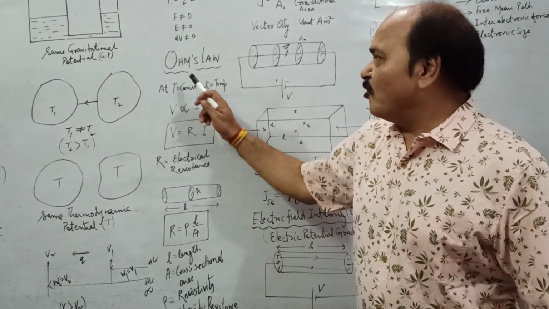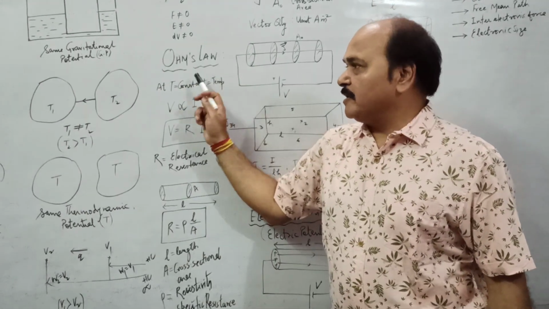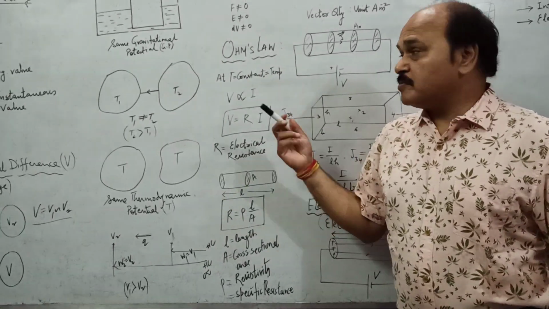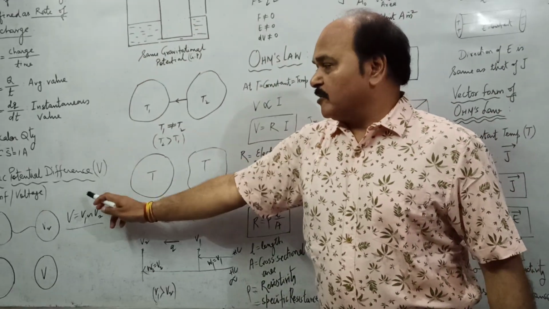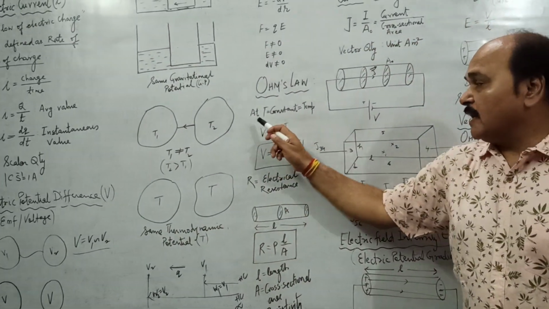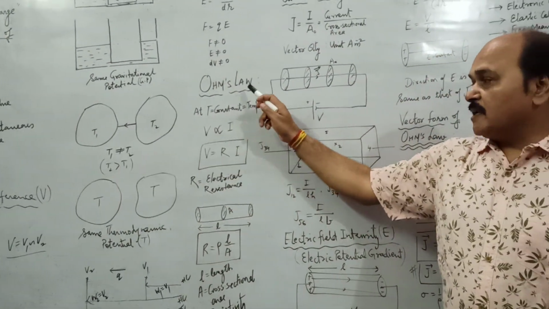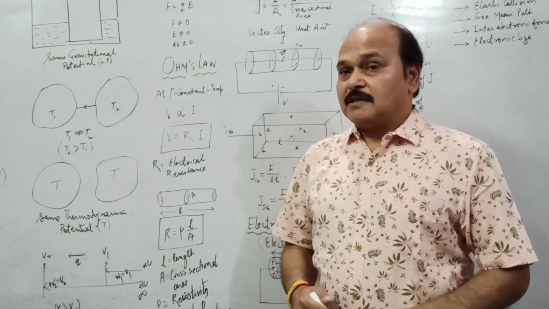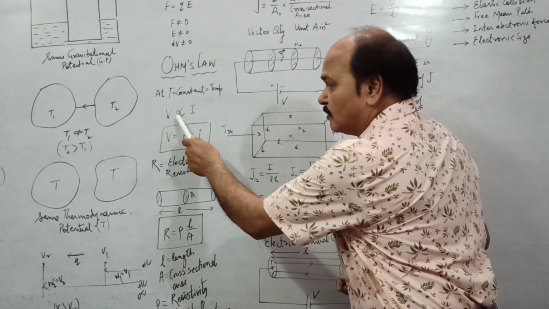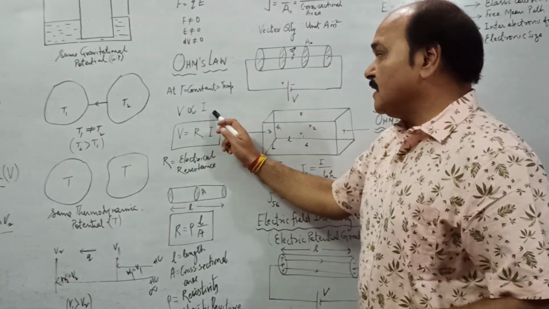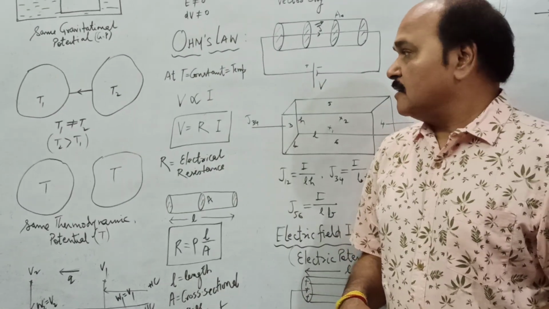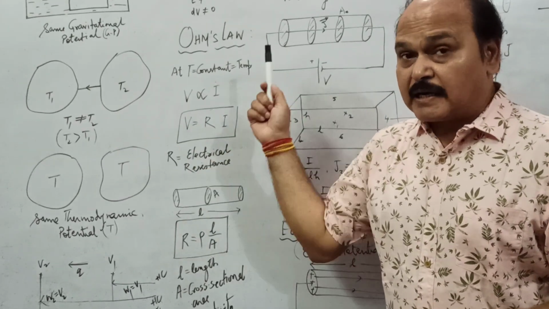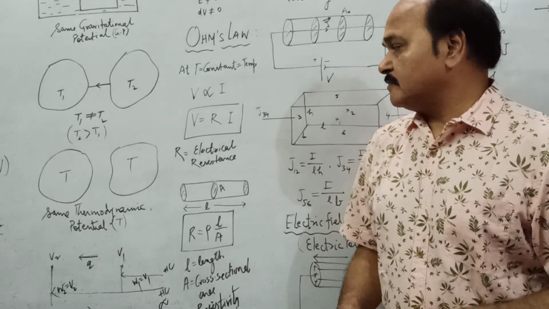Okay, children, Ohm's law. You are already familiar with current, potential difference, and even Ohm's law. Ohm's law relates current with electric potential difference. And you know, at constant temperature, the potential difference across the ends of the conductor is directly proportional to the current flowing through the conductor. So V and I are directly proportional to each other. If you remove the sign of proportionality, we get a constant. That constant is called resistance, the electrical resistance of the conductor.